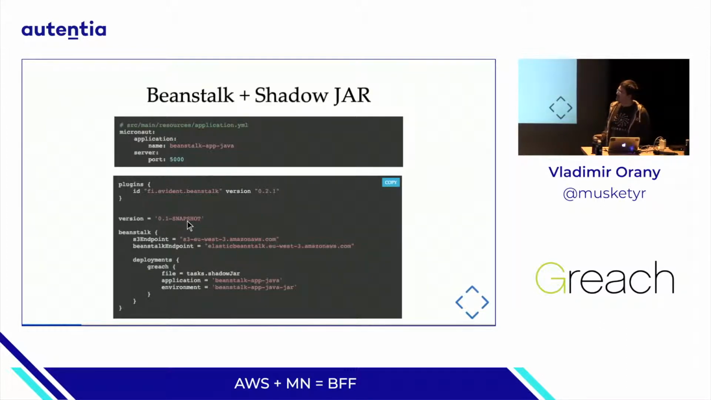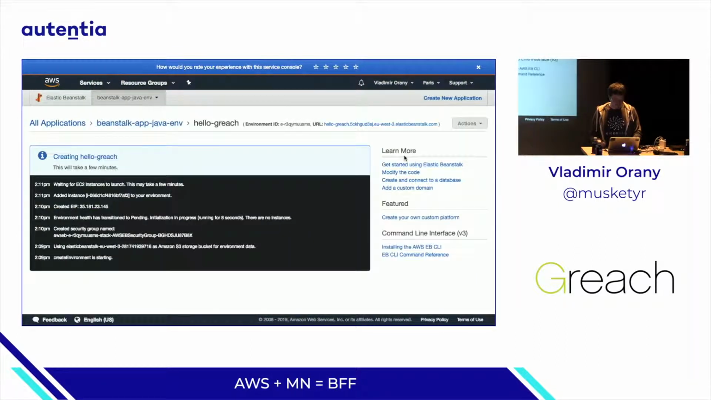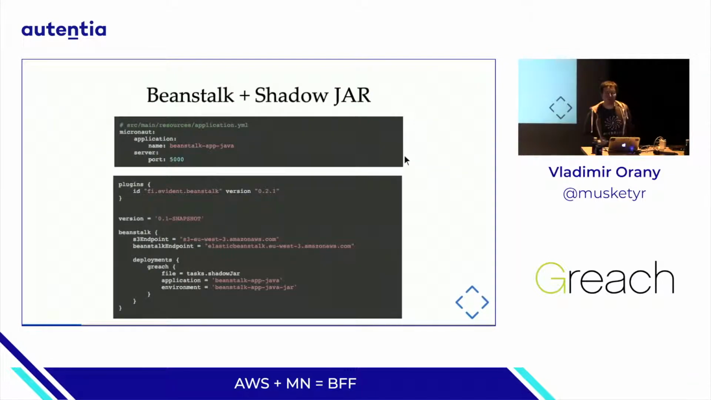You basically just say, okay, these are the endpoints I'm using, for example Paris AWS. But you just take the shadow jar and upload it to this application name, this environment name. So in Beanstalk, you have an application which can have multiple environments. Are we lucky? Maybe. No, not yet. So this was the most naive way to deploy it.